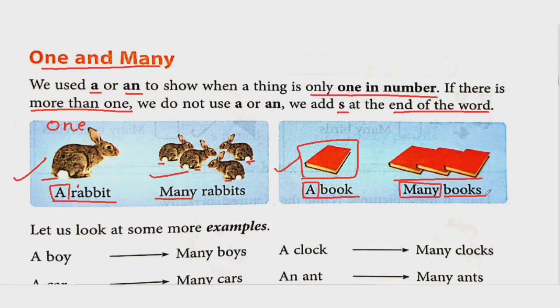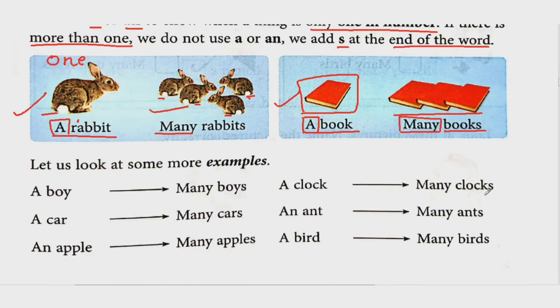So let us look at some examples. First one, a boy, मतलब एक लड़का. एक है इसलिए हमने यूज किया a boy. Many boys. Look at this word. We have used s at the end of the word because the boys are more than one. Here also we have used s at the end of the word. So when you are talking about more than one thing, you will add s at the end of that word.